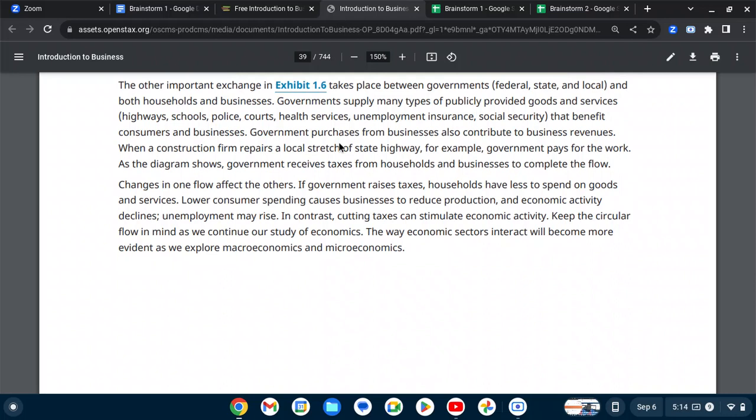Changes in one flow affect the others. If government raises taxes, households have less to spend on goods and services. Lower consumer spending causes businesses to reduce production, and economic activity declines. Unemployment may rise. In contrast, cutting taxes can stimulate economic activity. Keep the circular flow in mind as we continue our study of economics. The way economic sectors interact will become more evident as we explore macroeconomics and microeconomics.